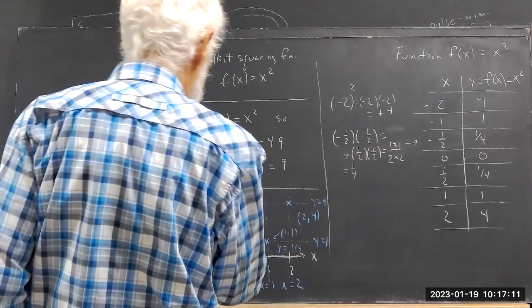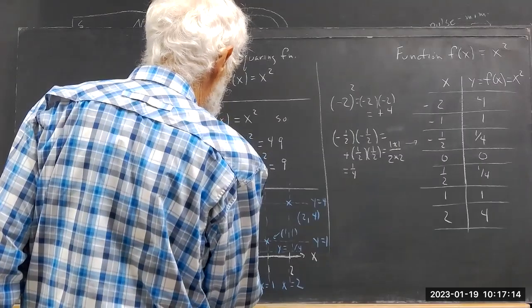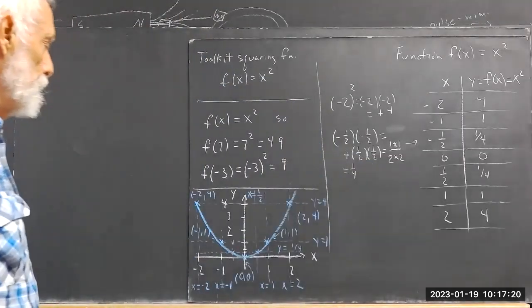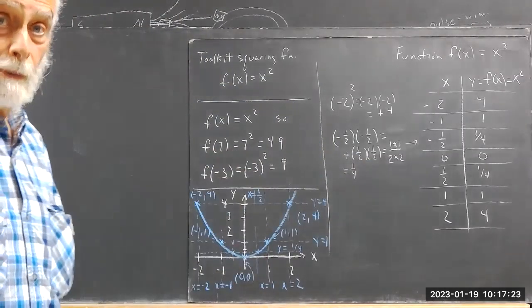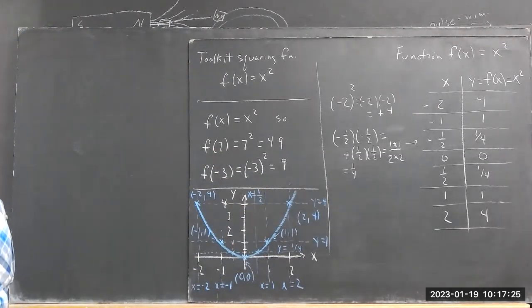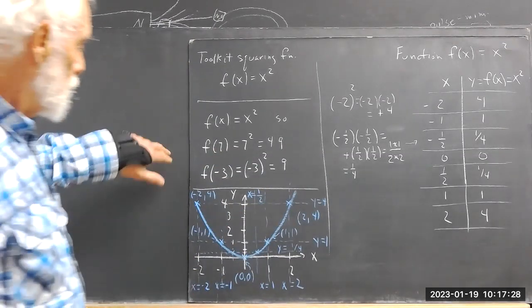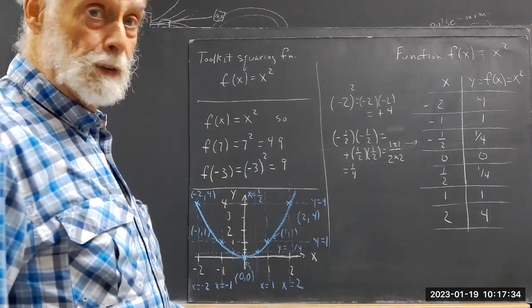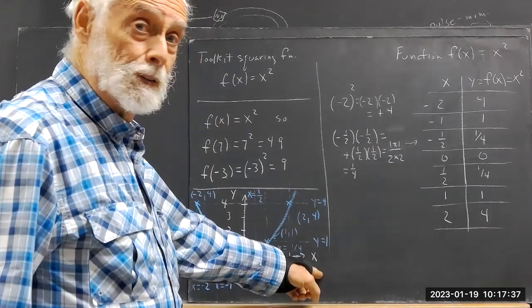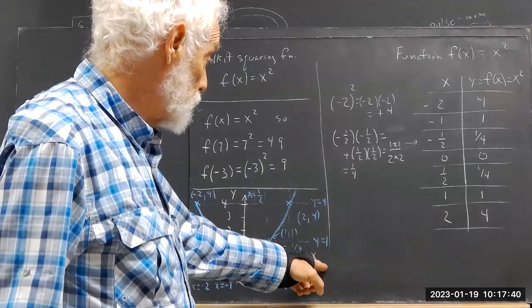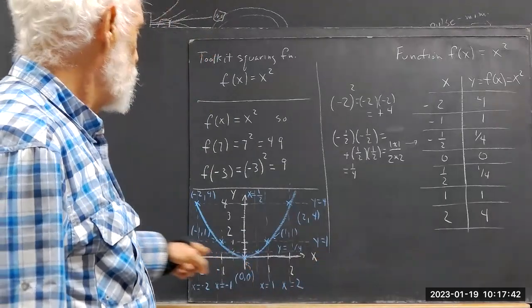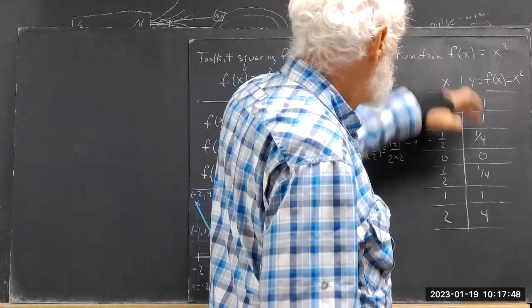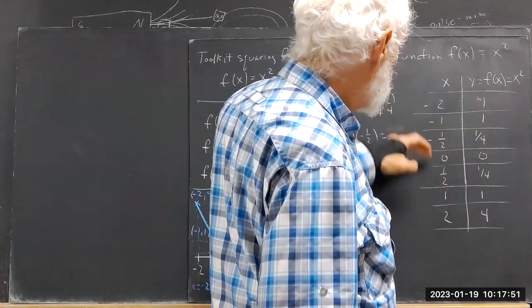And if we sketch a curve through these points, we get a parabola. If you do it carefully, you get a nice parabolic shape. It's symmetric around the y-axis because the y value you get for a positive value of x is the same as the y value you get for the negative of that x. Okay, so this matches this, this matches this, this matches this.